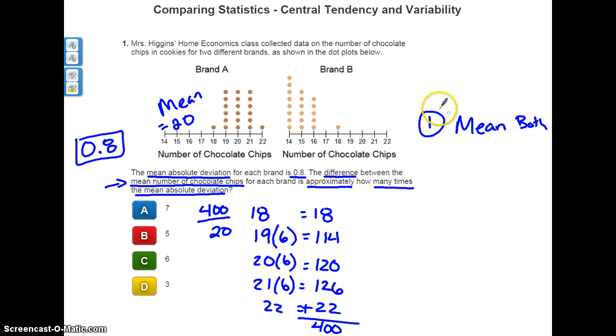So I found the mean of brand A. I'm still on this first step. Find the mean of brand B. So I'm going to do it the exact same way. I'm going to actually do that in red so we can split that up. And now I'm just going up here and counting. So how many 14s do I have? I noticed I had 8 14s.